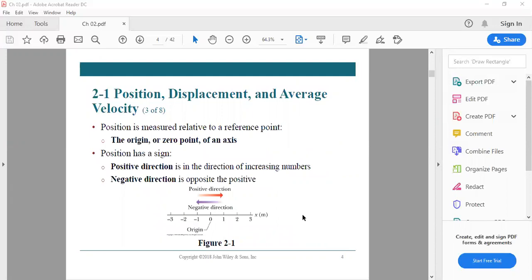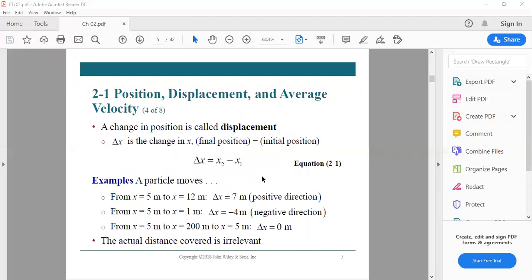So the position is measured relative to a reference point. In other words, the origin or the 0 point of an axis, we're going to call this 0. We have to call some point 0, so we're just going to put it there on the number line. And a position is going to have a sign. So if we're going to move one direction, in this case generally to the right, it's going to be considered a positive direction where the numbers increase. The negative direction is going to be the other direction where the numbers generally decrease.